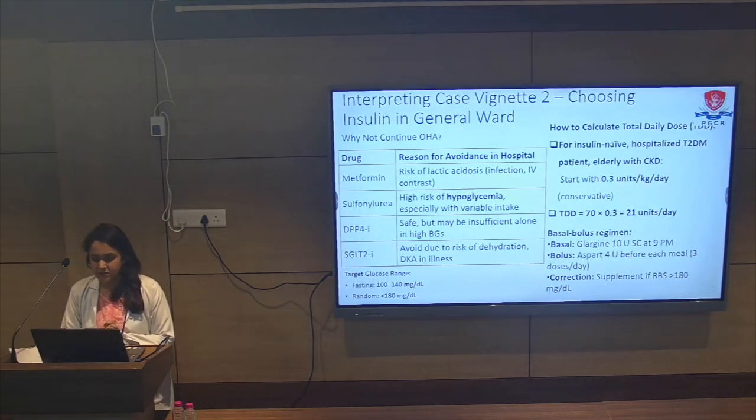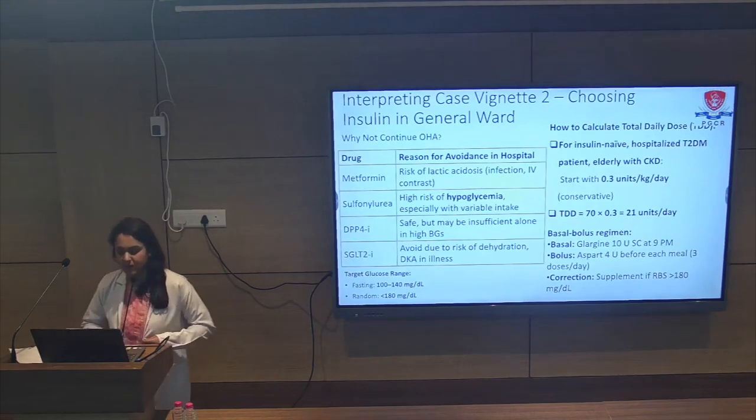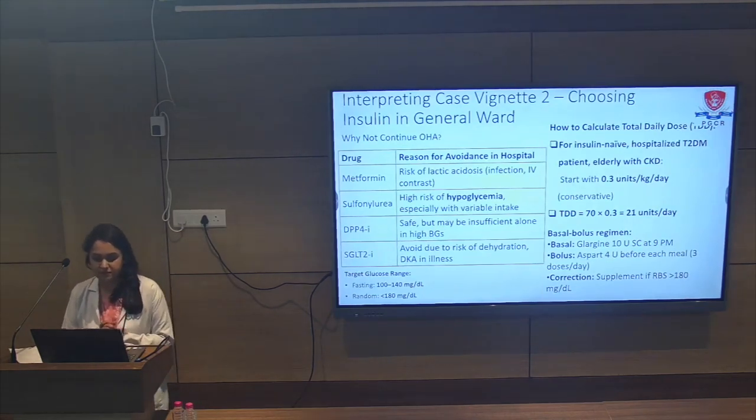Why do we need to know this as a medical trainee and as faculty for different specialties, including surgical specialties? Because this is a very important drug that needs to be withheld during the hospital stay. It is not supposed to be given during acute conditions, whether infections or any decompensatory illness, because of the high risk of diabetic ketoacidosis, that is one thing.